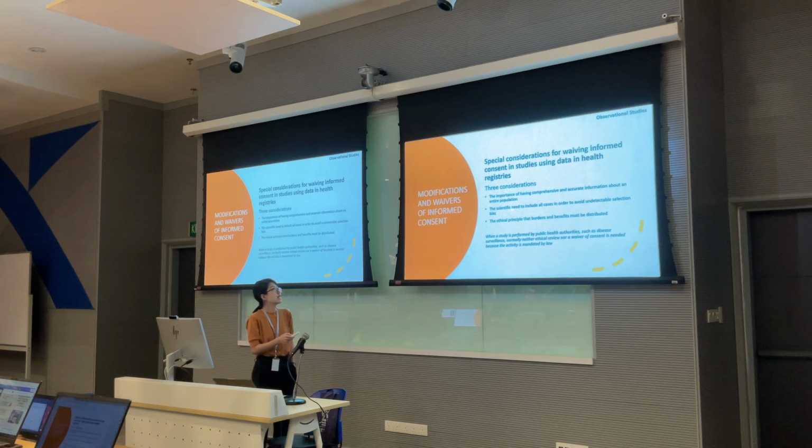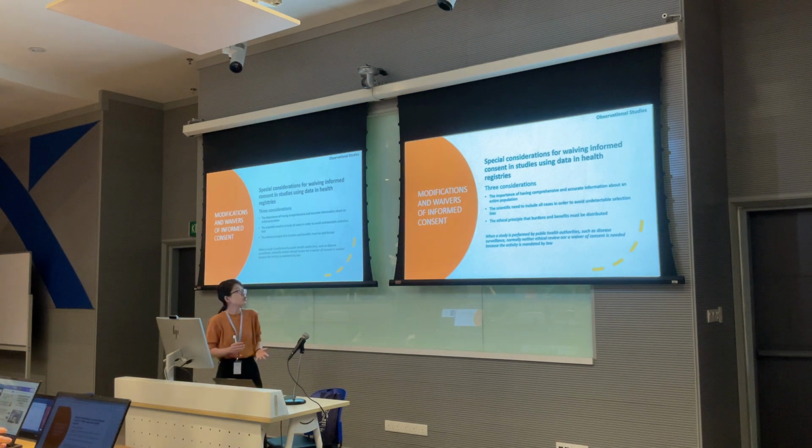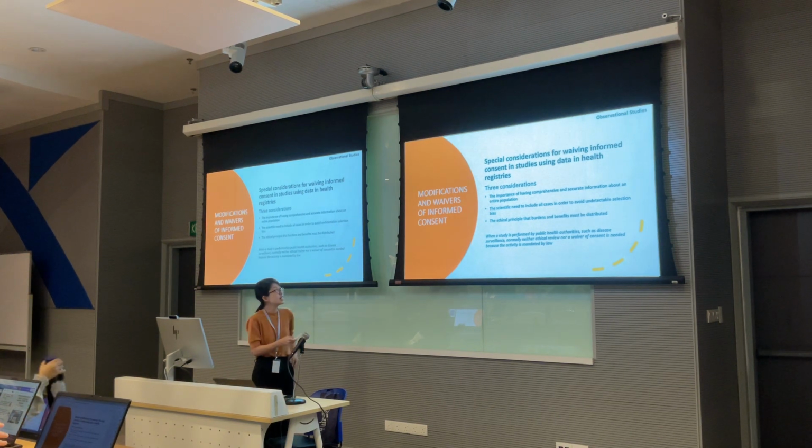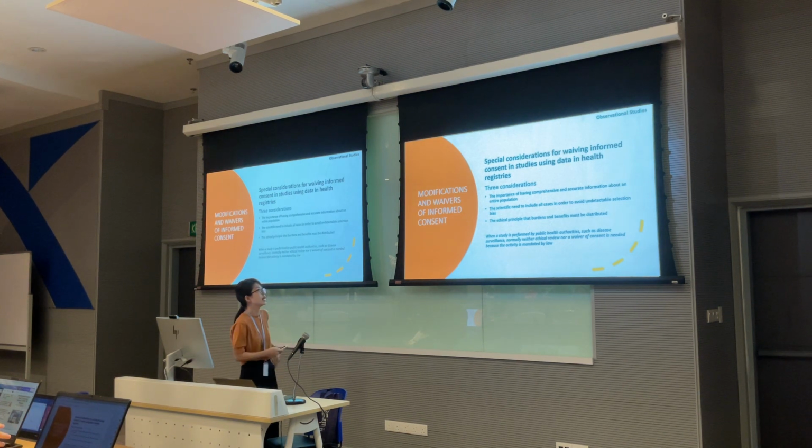And then scientists need to include all cases in order to avoid undetectable selection bias. You need the data from the whole population to avoid any selection bias. So in this case you can apply for special considerations for waiving the informed consent, and the ethical principles of burden, risk and benefit are equally distributed. So in these three considerations, the committee may consider waiving your consent if you need to use all the data from the health registry.